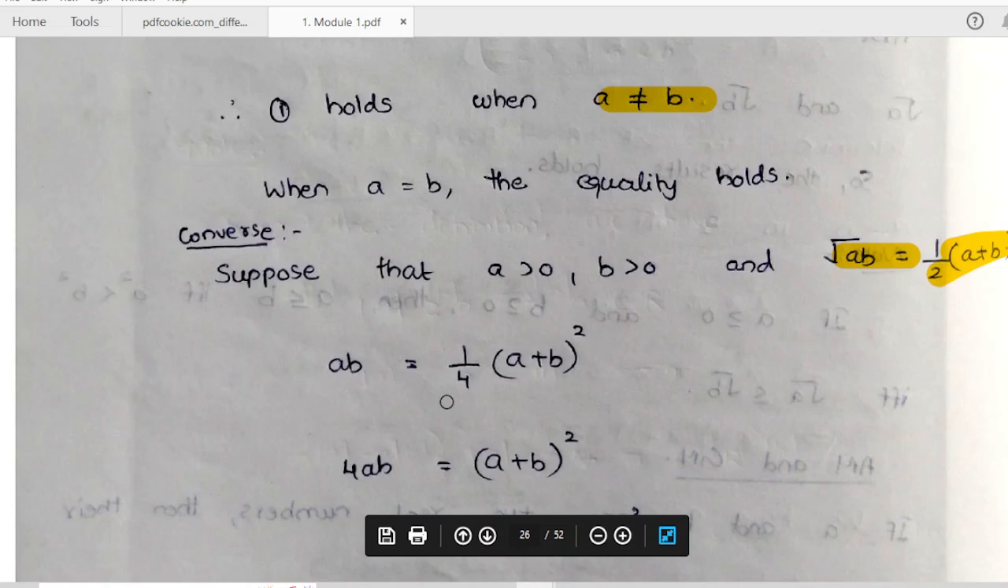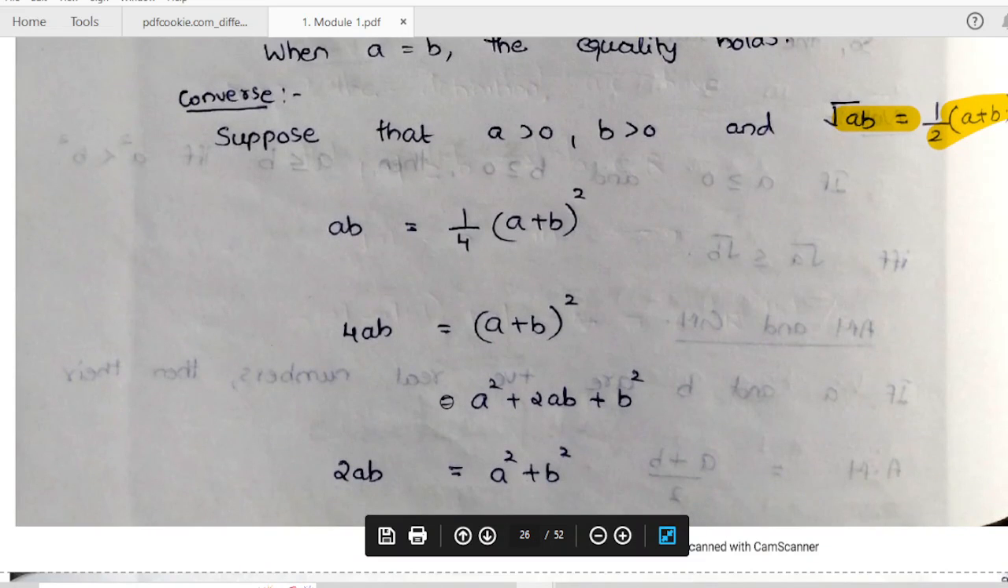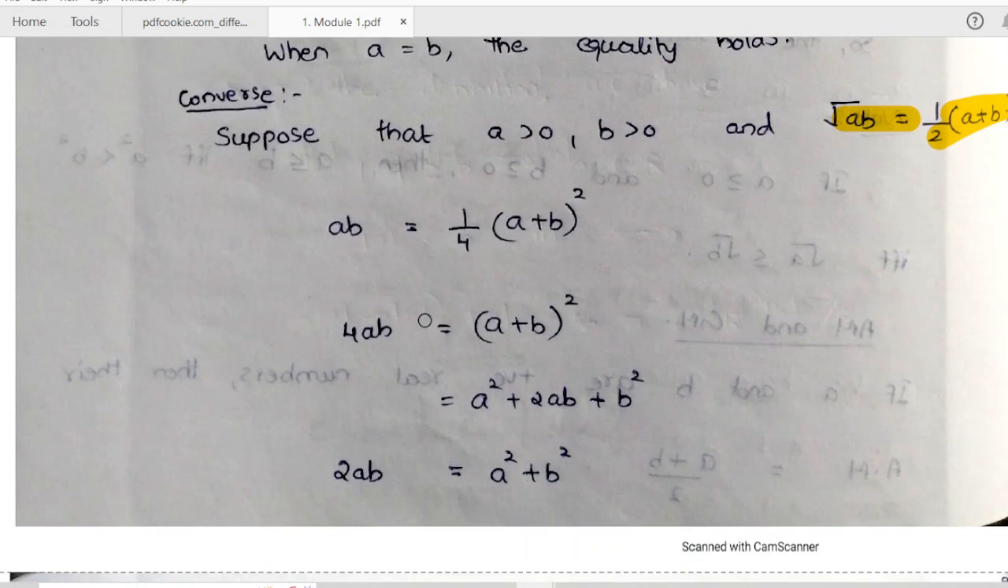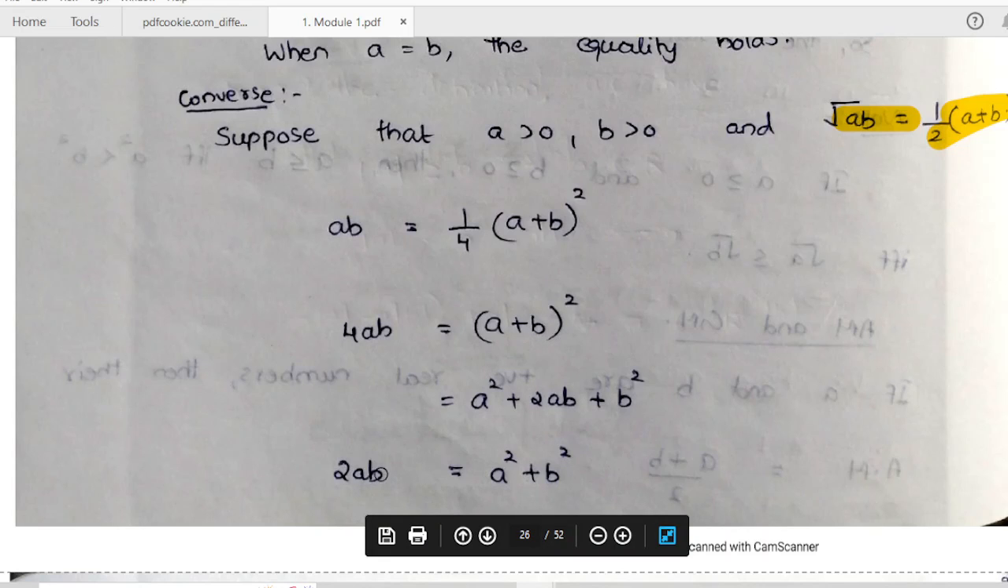Then we can see that AB is equal to 1 by 4 A plus B the whole square. So 4AB is equal to A plus B the whole square, A square plus 2AB plus B square. 4AB minus 2AB എന്ന് പറയുമ്പോൾ 2AB is equal to A square plus B square.